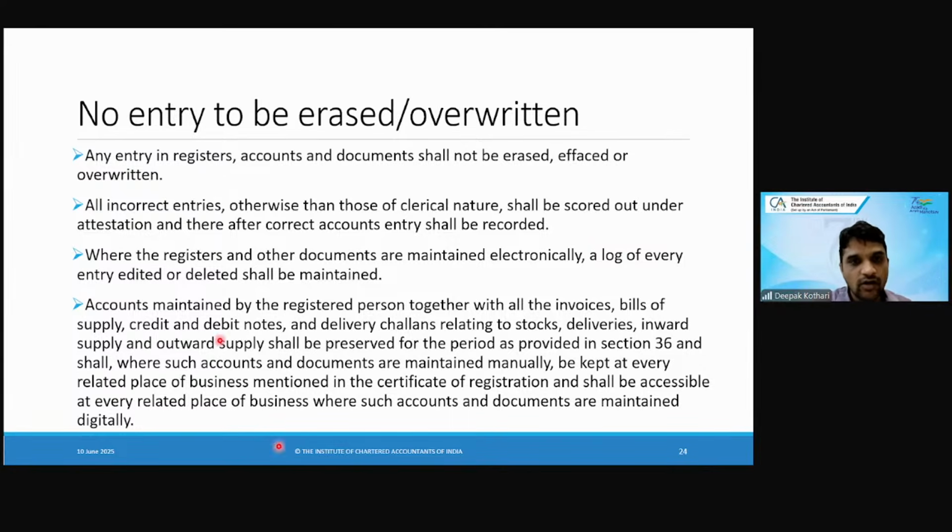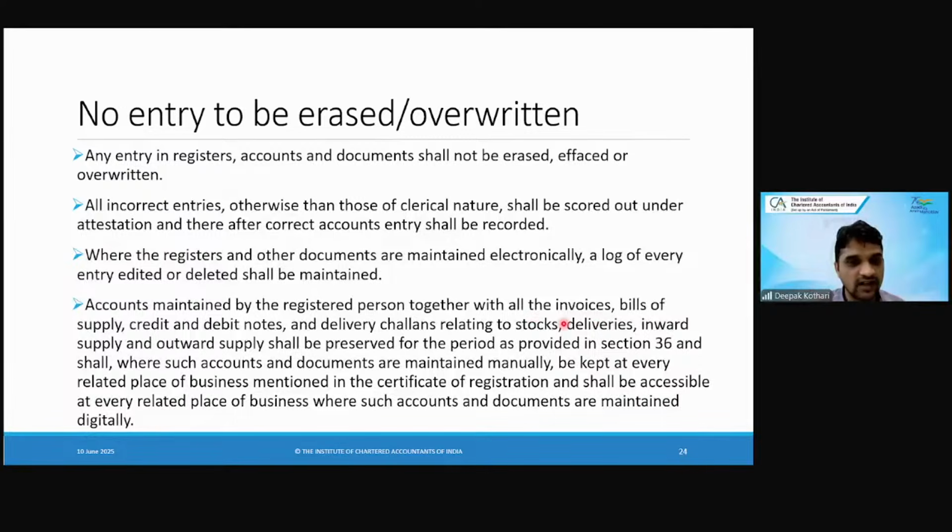Similarly, if any record is incorrect, then it should be scored out. Scored out means scratch it, but you should not throw it off. Where the registers and other documents are maintained electronically, a log of every entry edited and deleted should be maintained. Even in the Companies Act, we have this requirement of audit trail. So for any entry, who has done it, and if something is deleted or edited, who has done it and why, such a log should be maintained.